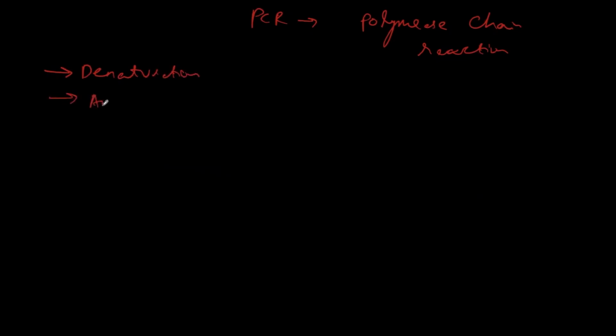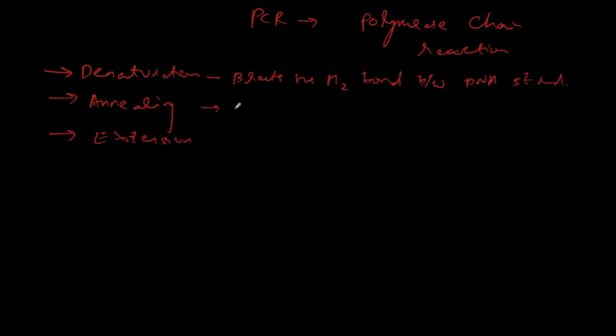So we were learning about PCR, right? PCR is polymerase chain reaction. I hope you remember the major steps of PCR: denaturation, then annealing, and the third one was extension. In basic terms, denaturation is the breaking of the hydrogen bonds between the DNA strands.